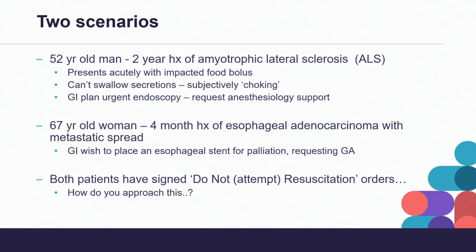And then the woman who has esophageal adenocarcinoma with metastatic spread, where they want to place a stent for palliation and are requesting general anesthesia to facilitate that. In both those settings, you think, okay, these are pretty bleak scenarios, these are people who are inevitably facing their own mortality, how much more can be done with them? But certainly they've both signed do not attempt resuscitation orders. And your challenge is, how do you deal with this?